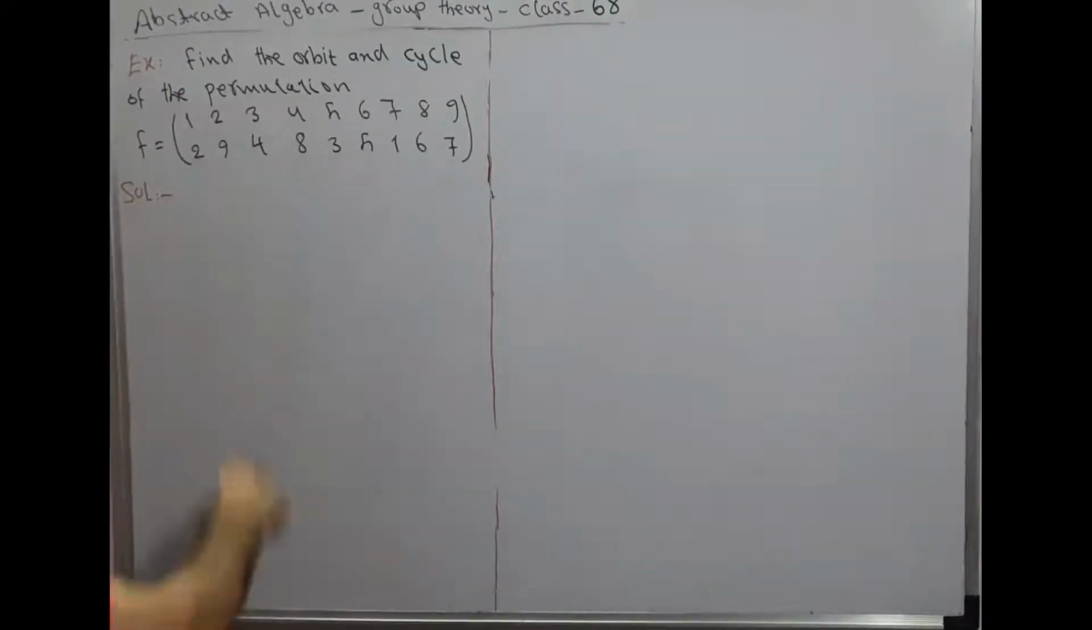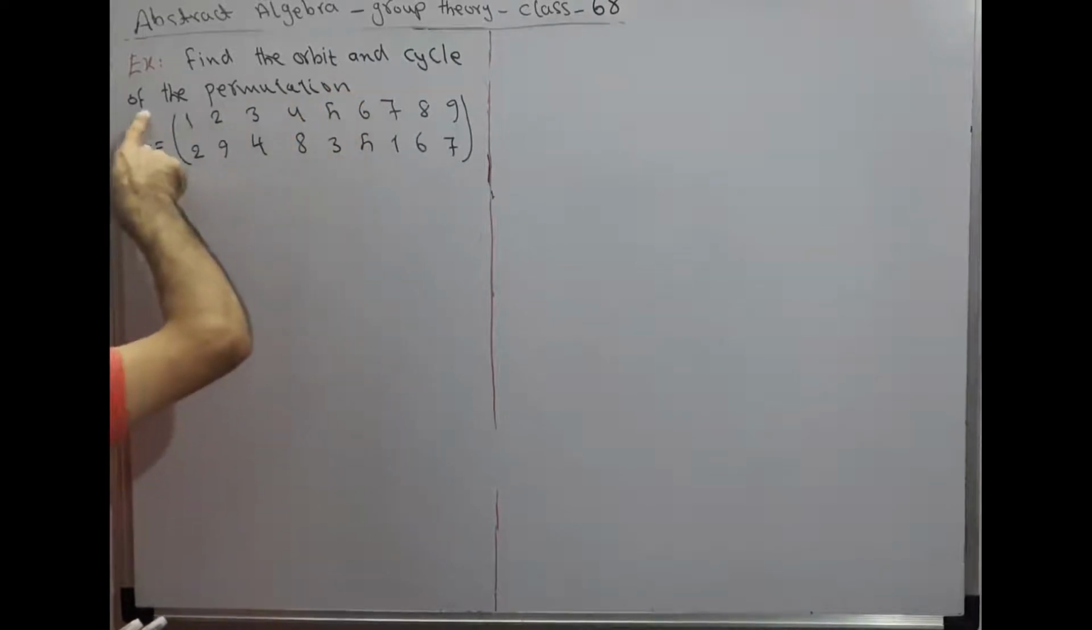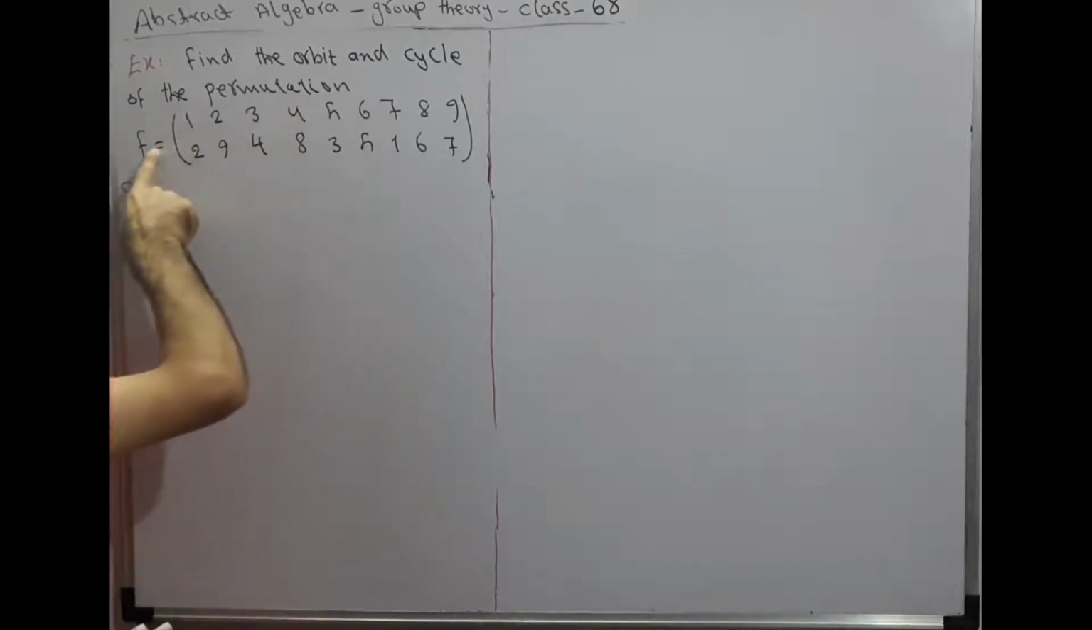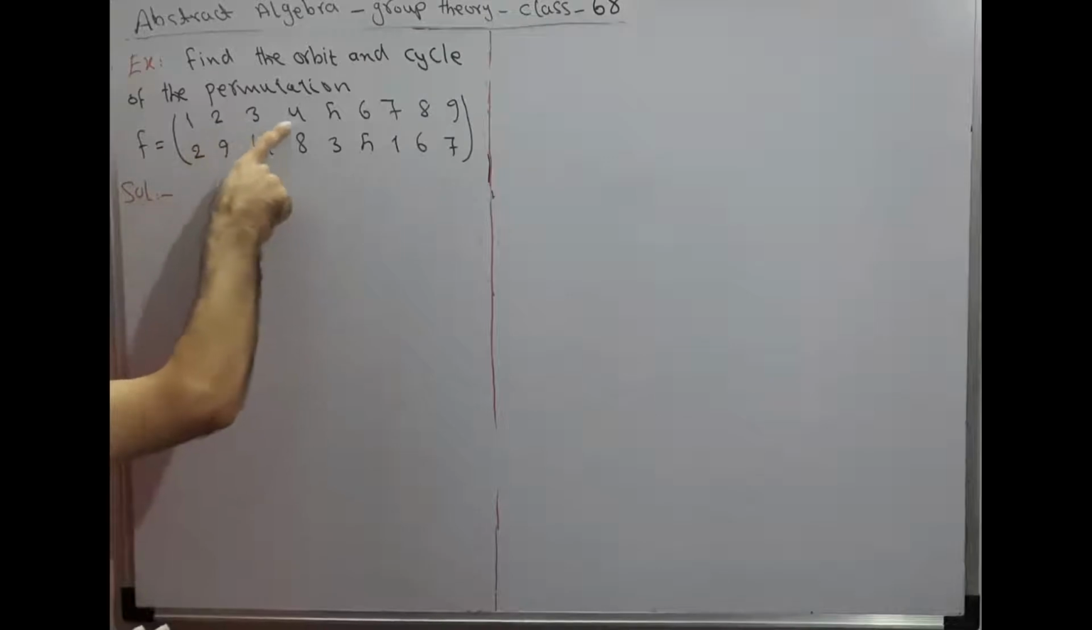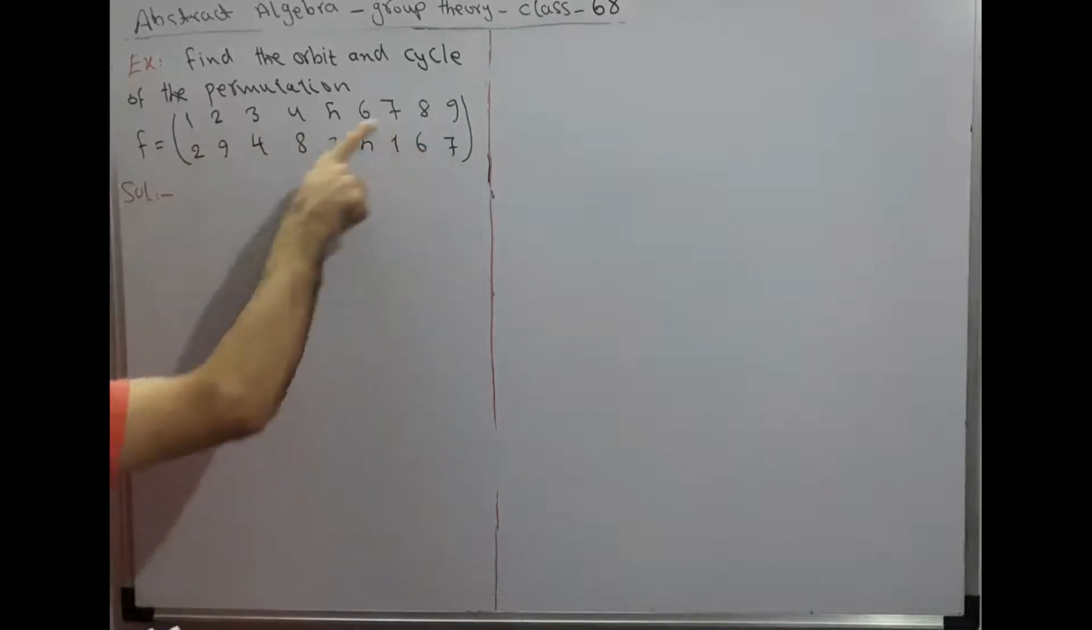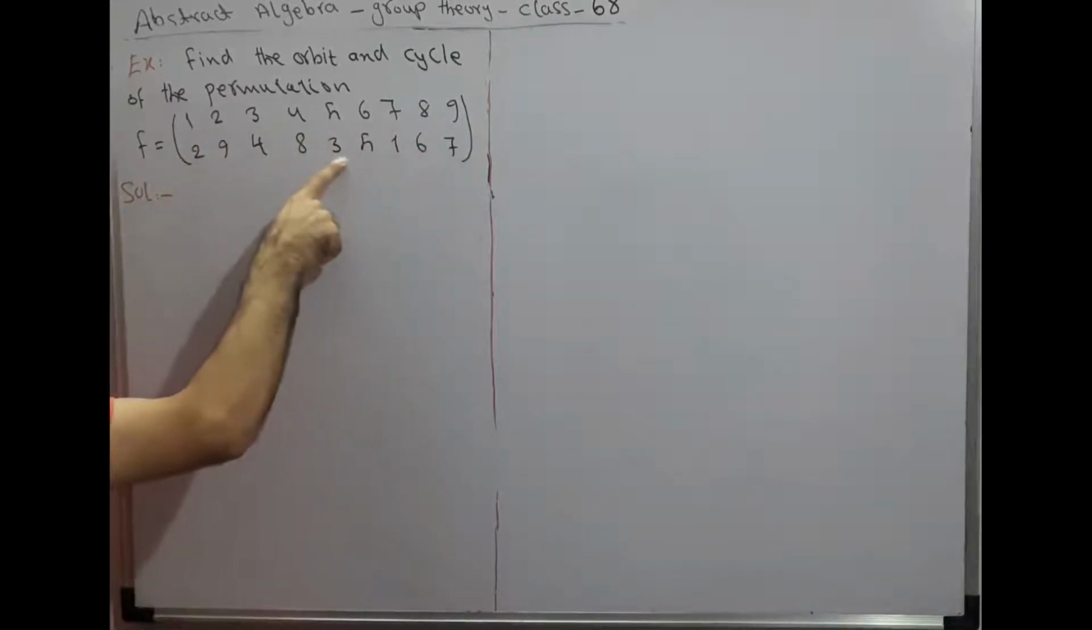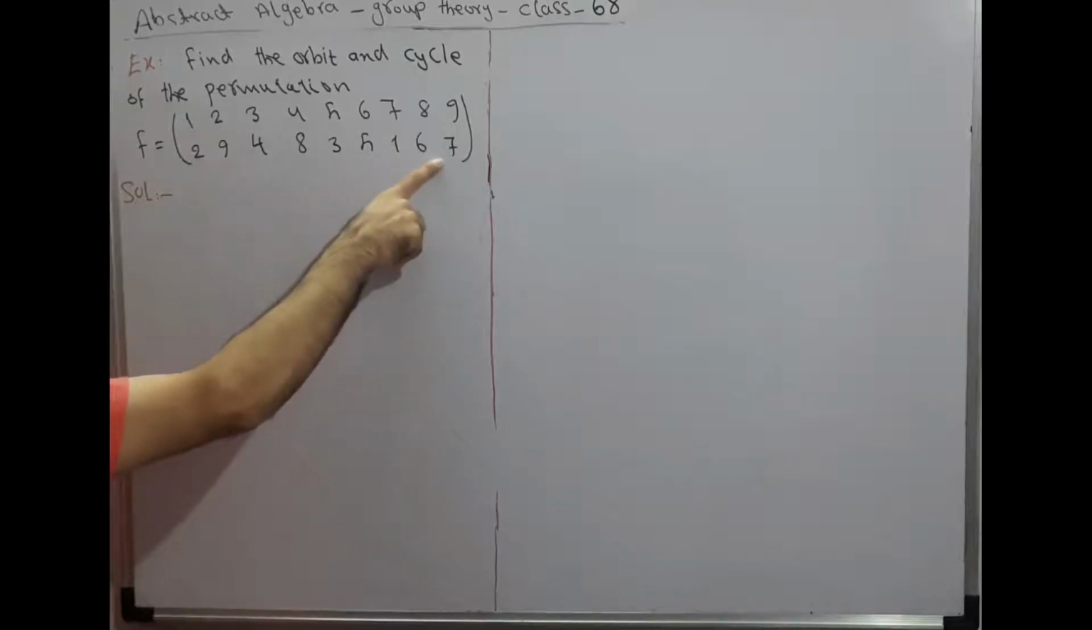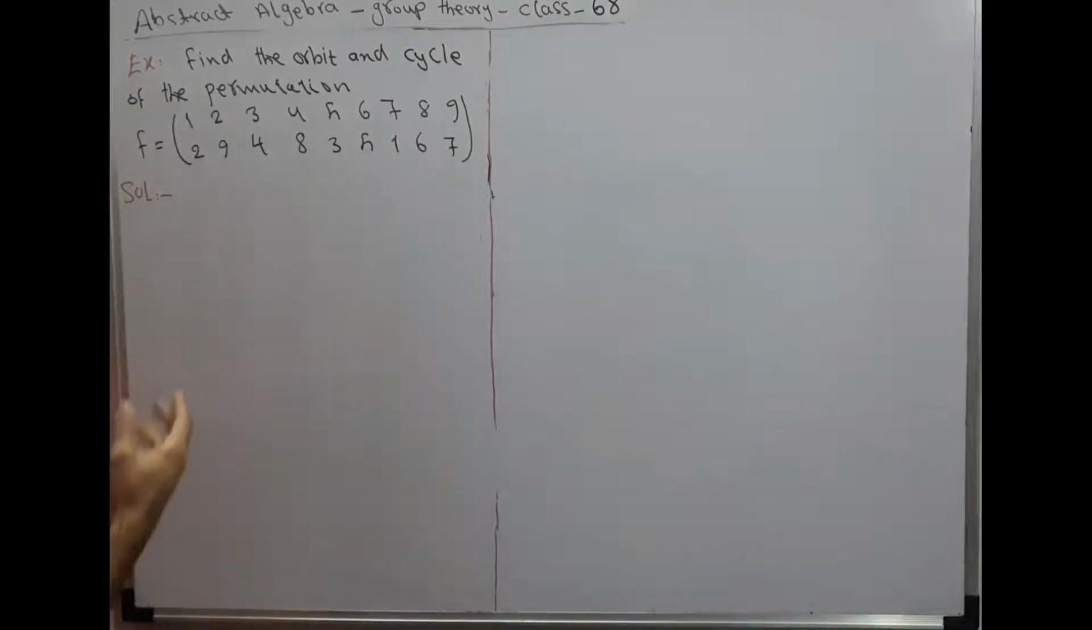Here is another example. Find the orbits and cycle of the permutation f, with 1, 2, 3, 4, 5, 6, 7, 8, 9 mapping to 2, 9, 4, 8, 3, 5, 1, 6, 7. We want to solve this: find the orbit and cycle of this permutation for the element ai equal to 1.